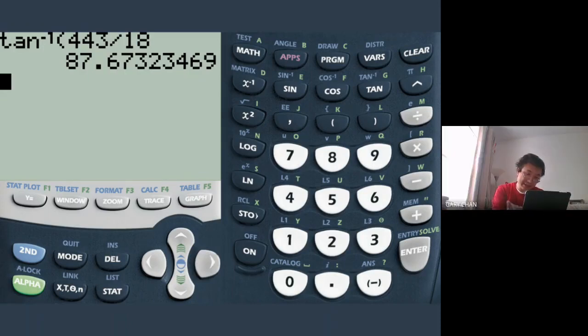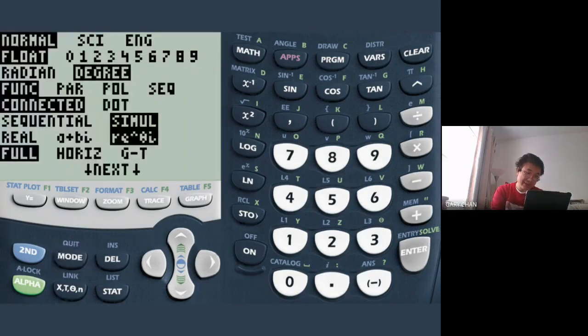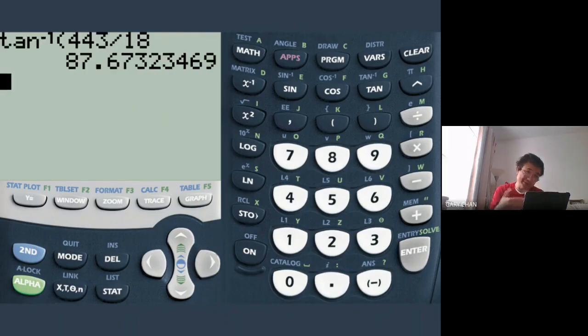That's right. So right next to the second button, there's a mode button. So you're going to hit that. And then on the third row, you're going to see radian and degree. You want to select degree, okay? Make sure that the degree here is highlighted and you press enter. If it's not, you'll end up with a different answer, and it's not going to match the correct answer setting that you would like, okay?